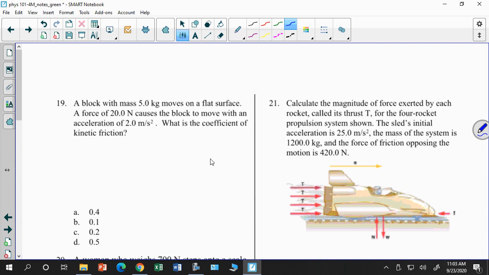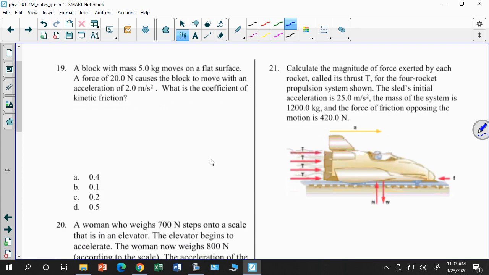Let's look at number 19. So a block with a mass of 5 kilograms moves on a flat surface. By the way, I'm working different problems in this class than I did in the other class. If you want to go back and watch the video for the other class, that might be helpful for you. But a block with mass 5 kilograms moves on a flat surface. A force of 20 newtons causes the block to move with an acceleration of 2 meters per second squared.